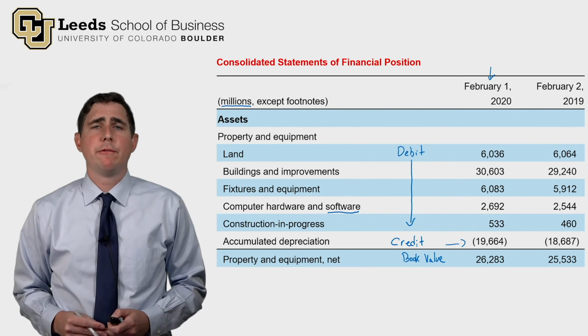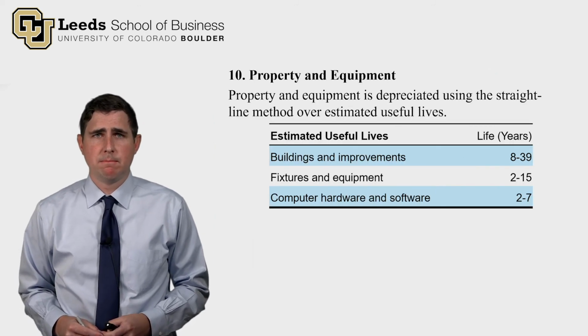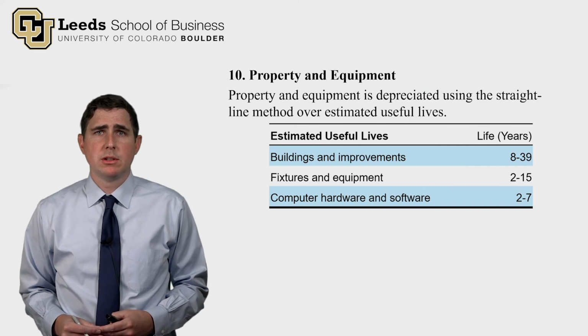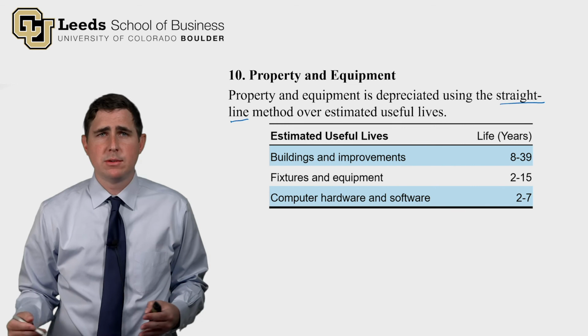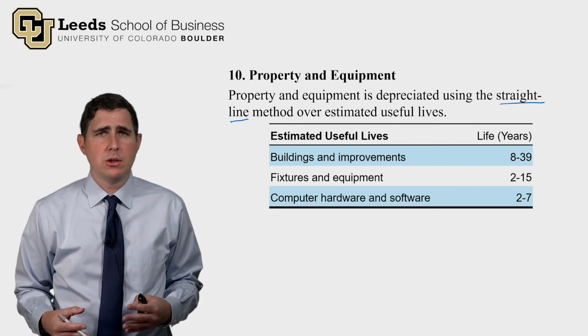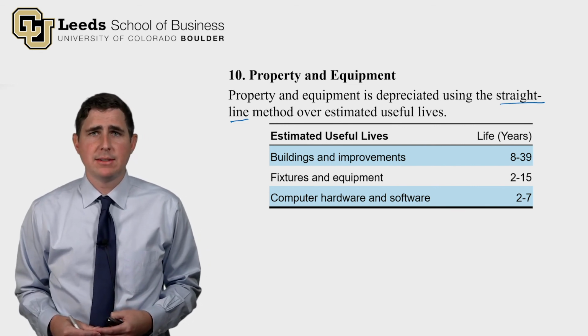Now let's go to the Target footnote below the financial statements. They say property and equipment is depreciated using the straight line method. That's the same method we use. It's the same method almost all companies use to depreciate their long-lived assets.